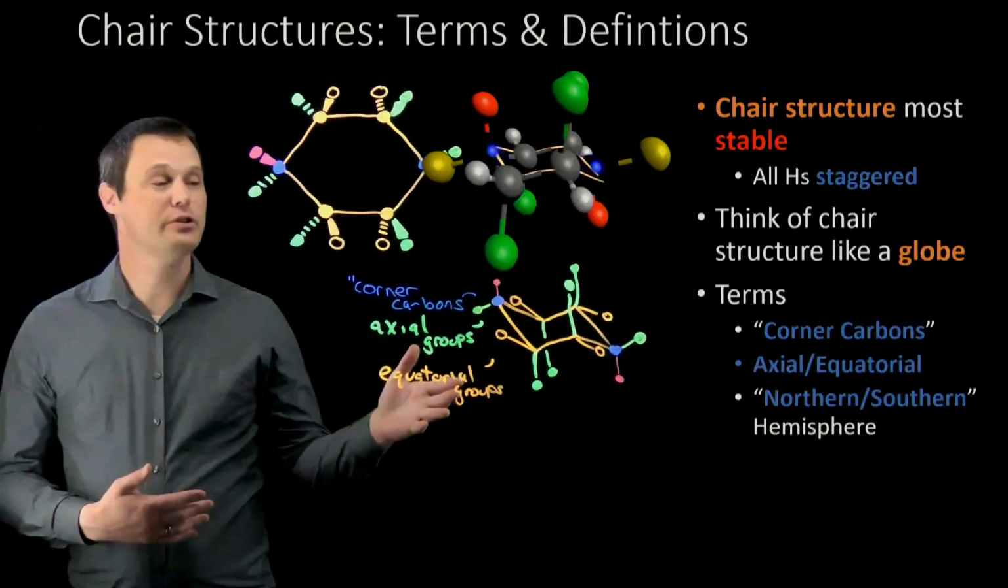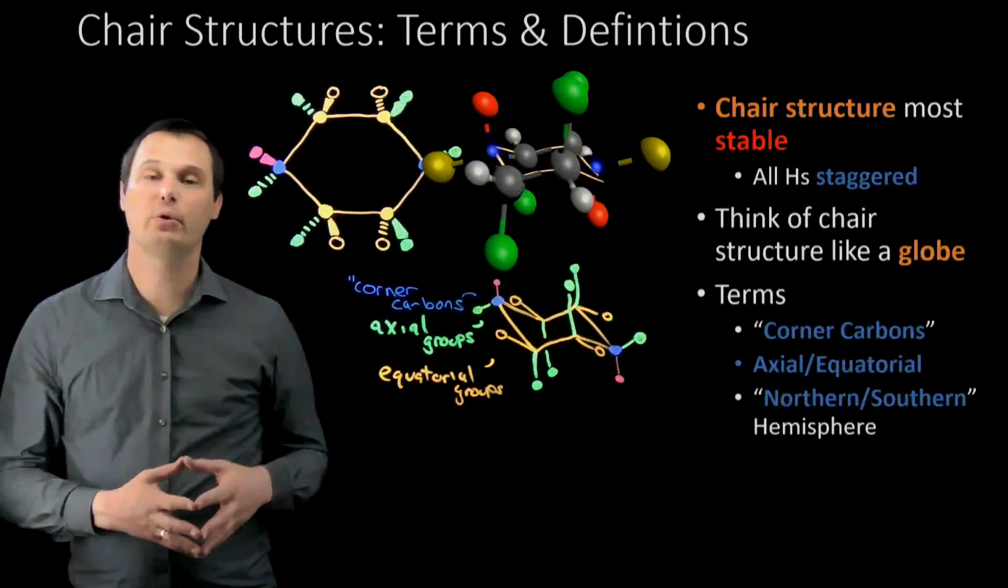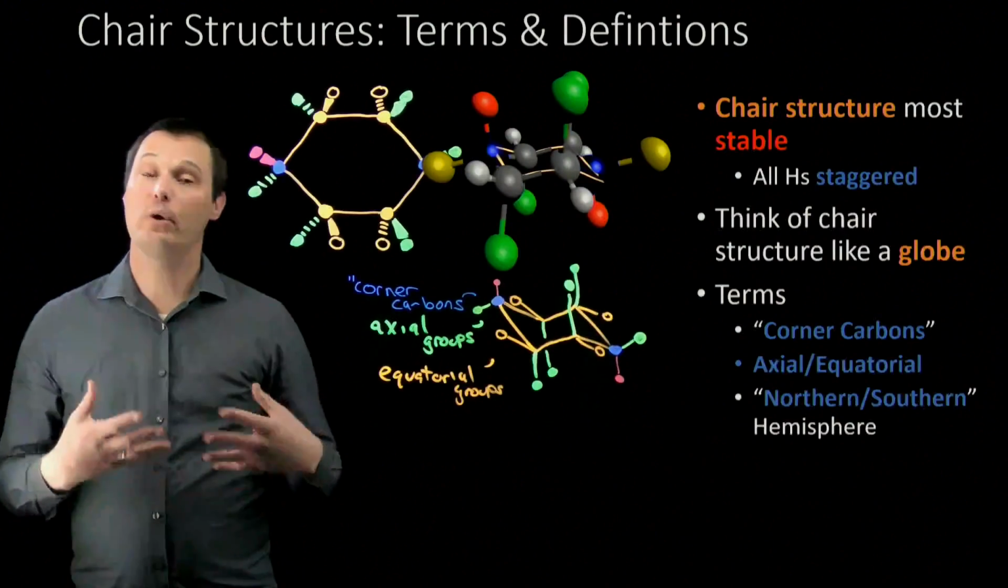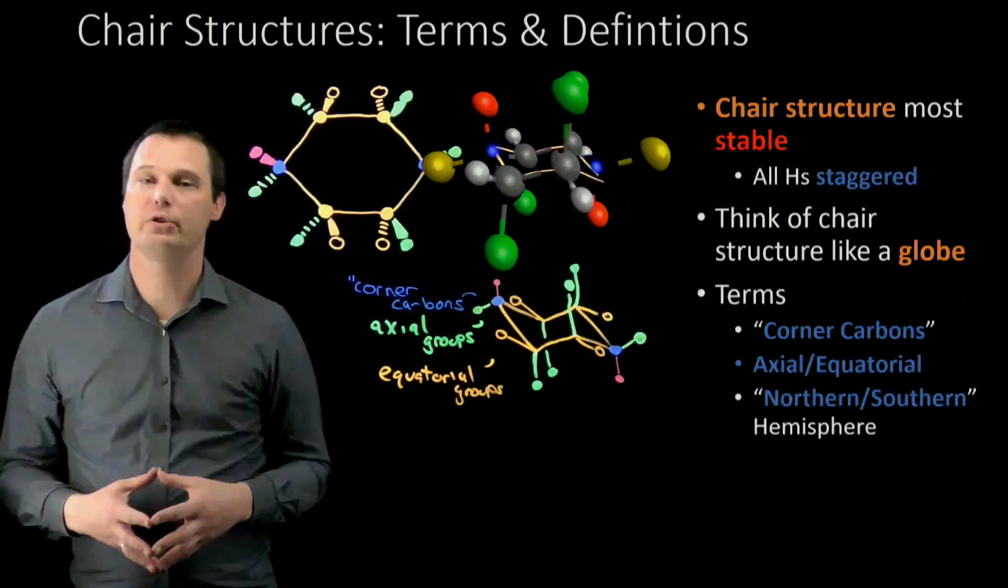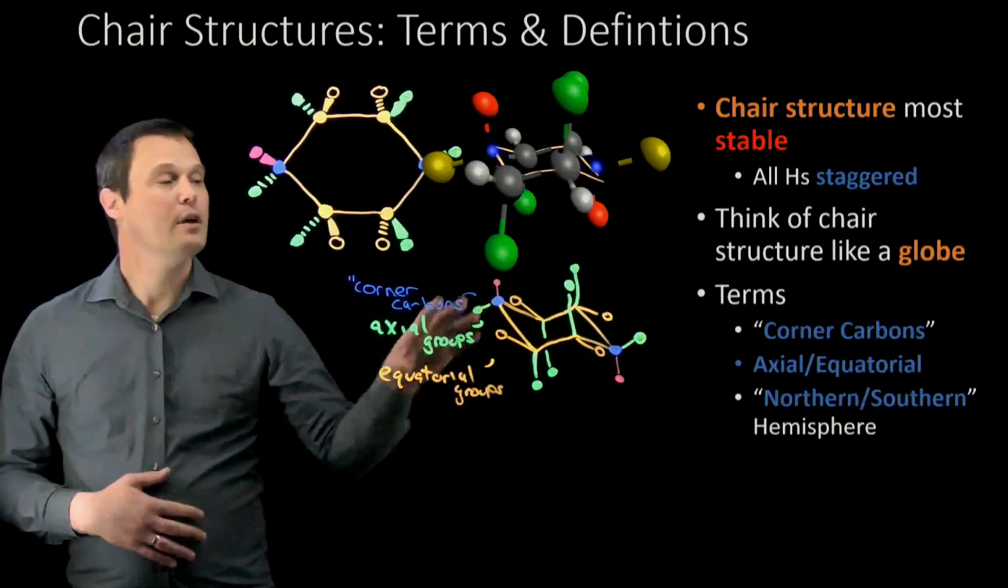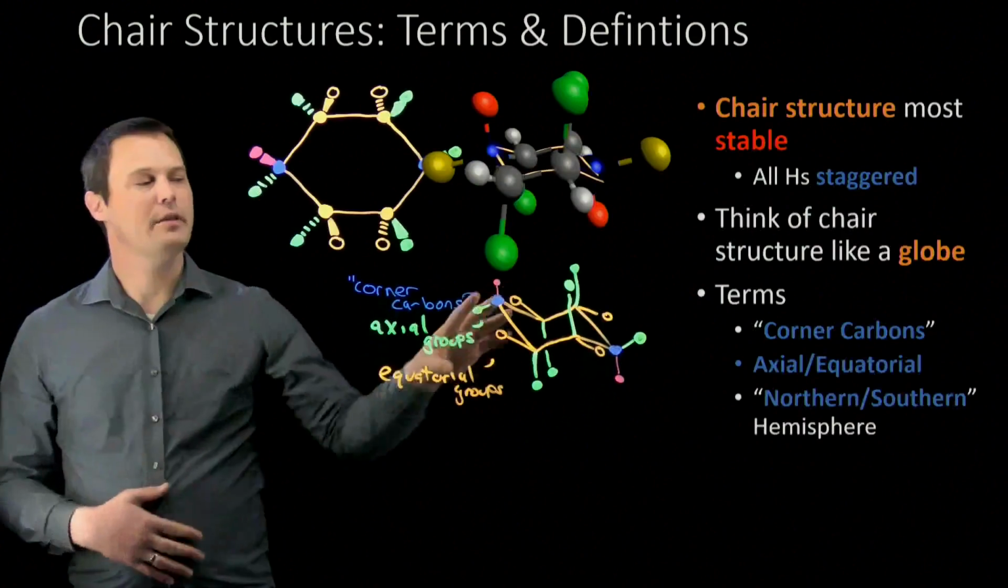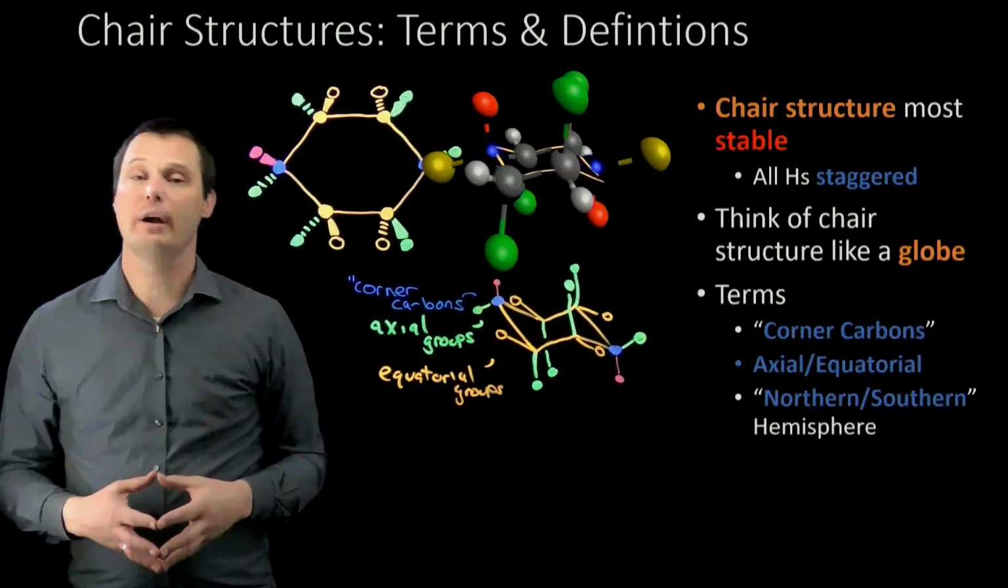When we talk about chair structures in the future, we'll use these terms like axial and equatorial. I'll use the terms corner carbon, even though that's not really a term, and we'll use these to talk about how we orient the chair structure and what the different parts of the chair structure mean. I want to leave you with one important point. We saw that some of these groups were up in the northern hemisphere, some were in the southern hemisphere. We also saw that some of these groups were axial groups and some of these groups were equatorial groups.